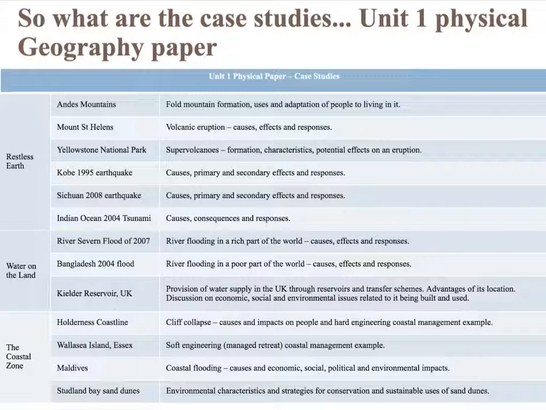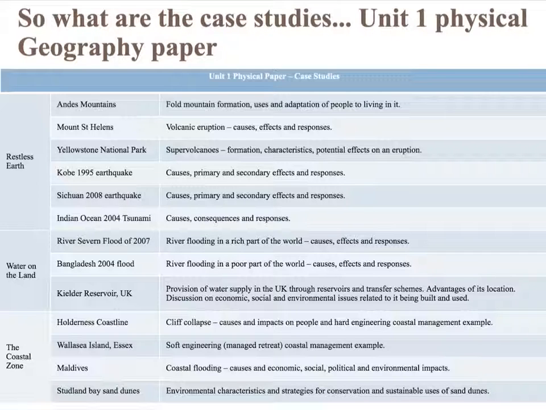6 case studies. 2 of them, the Kobe earthquake and the Sichuan earthquake, will be a comparison. So you must make sure that you can compare and contrast their causes, their effects, and their responses. And that's likely to come up as an 8-mark question. The river on the land, so the water on the land sections of rivers, there's only 3 case studies for that. And then coast, you've also got 4 case studies.